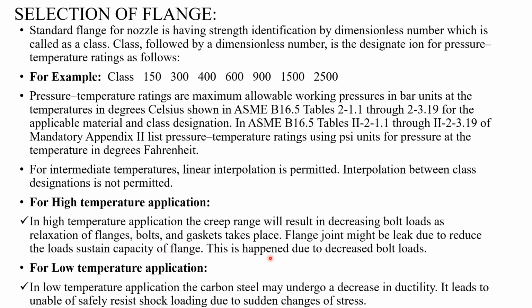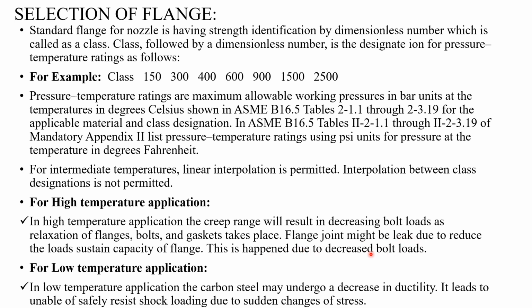So what happens at high temperature is the load on the bolt becomes higher, and that is the reason why we go for a higher class rating, 300, 400, 600 class. What happens? The bolt size and number of bolts will go on increasing, and the thickness of the flange will go on increasing. So the bolts take the maximum load. That is the reason why we go for a higher class when there is a high temperature application.